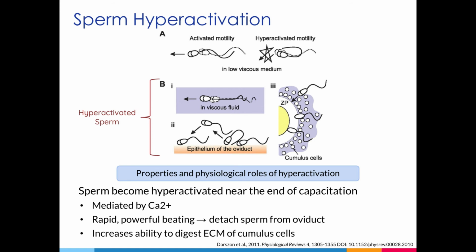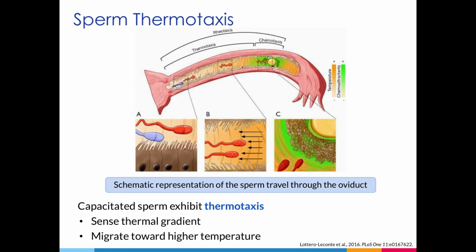This allows the sperm to detach from the epithelial cells of the oviduct, and it also allows them to penetrate through the layer of cumulus cells that surrounds the zona pellucida of the egg. In addition to the long-range cue of rheotaxis that is provided to the sperm by the movement of the cilia, which create a fluid flow in the female reproductive tract, the sperm are also provided with other cues to help them reach the egg. They become capable of detecting these cues once they are capacitated.